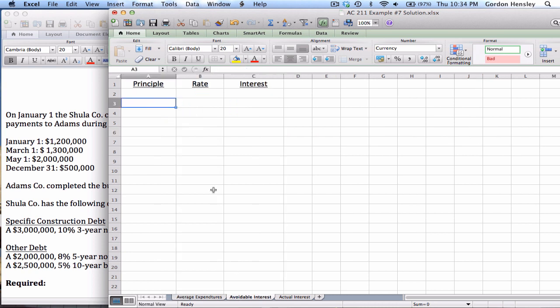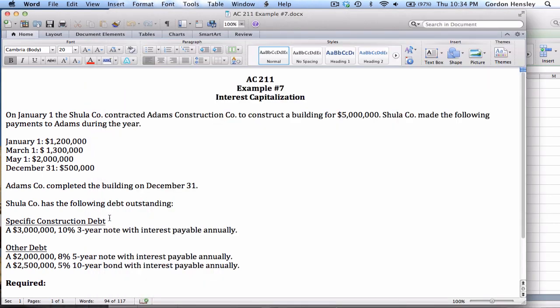Now, the second thing we're supposed to do is calculate the avoidable interest. And I've set this up with principal, rate, as well as interest. And this calculation is going to help us figure out what interest could have been avoided had we not engaged in this particular project. Now, the first thing I want to do is think about my construction specific debt. Now, that debt was taken out for the sole purpose of financing this project. So I'm going to use that one first.